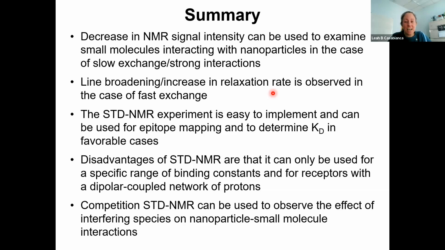Another disadvantage is that we've used organic nanoparticles. So we've used polystyrene nanoparticles with a dipolar coupled network of protons in order to be able to completely saturate the receptor. So the STD experiment can't be used, for example, for inorganic nanoparticles that don't have that dipolar coupled network of protons.